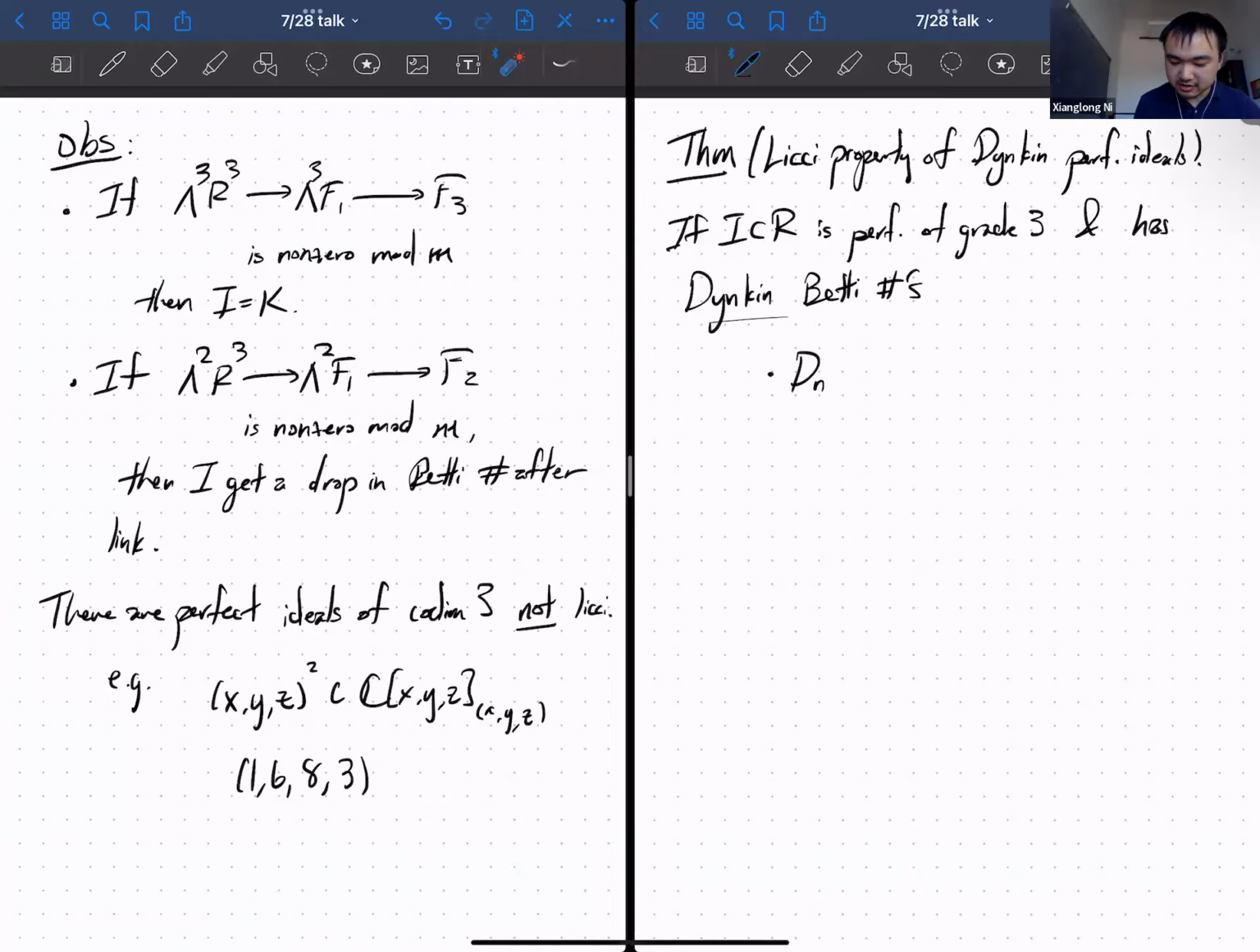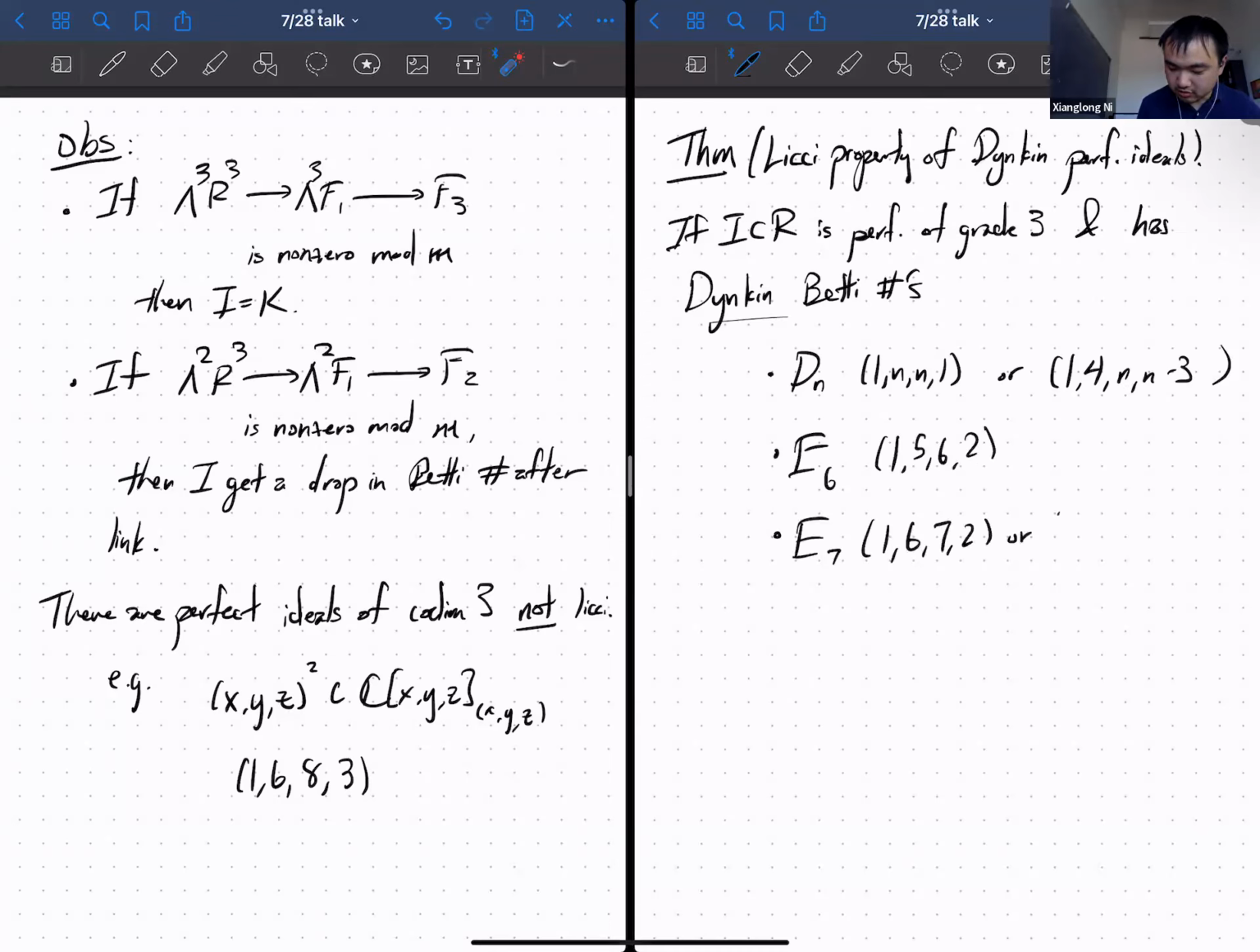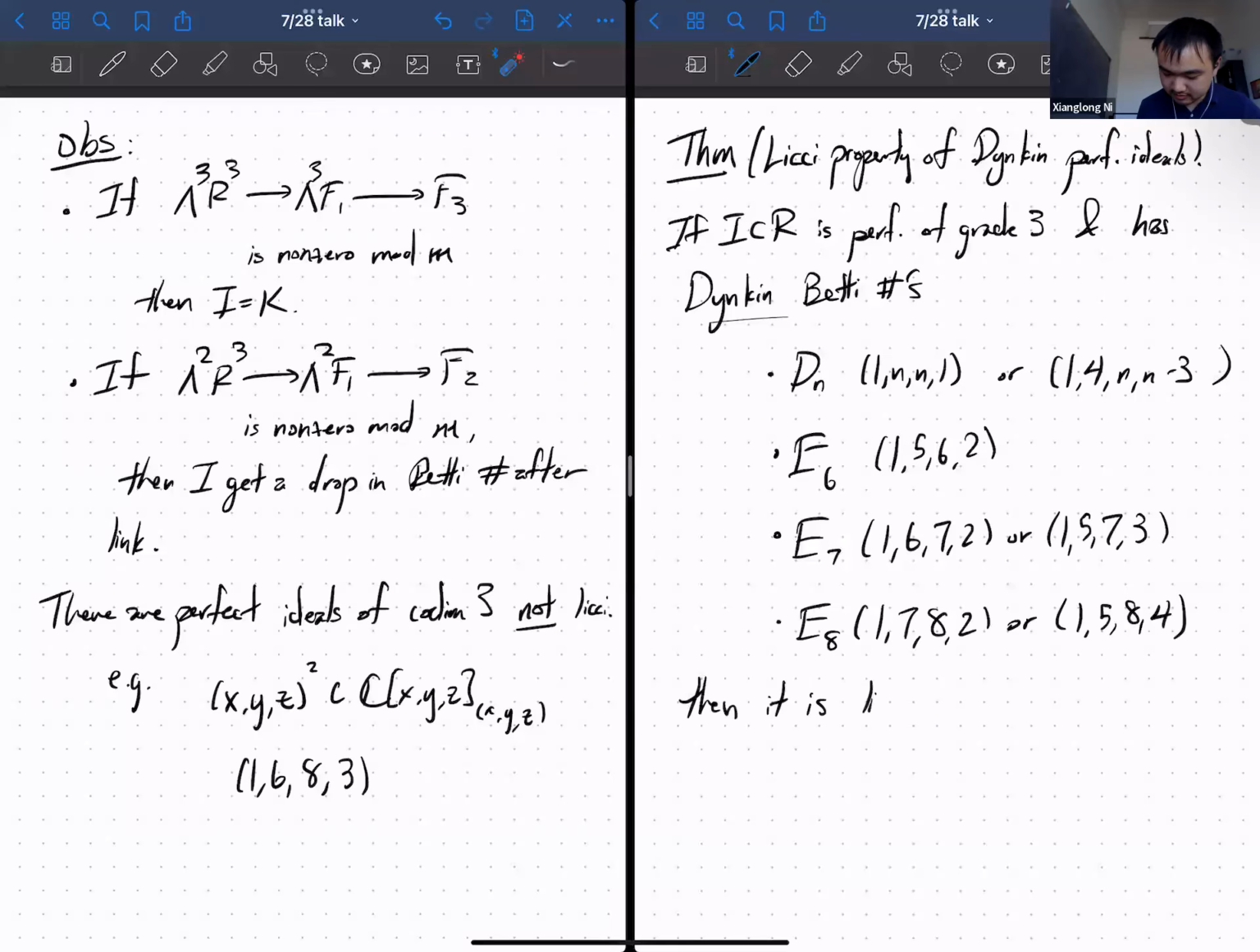So for type Dn, you get two cases, 1, n, n, 1, or 1, 4, n minus 3. For E6, you get 1, 5, 6, 2. For E7, you get 1, 6, 7, 2, or 1, 5, 7, 3. And for E8, you get 1, 7, 8, 2, or 1, 5, 8, 4. Right, so if my ideal is perfect of grade 3 and it has Betti numbers in the list that I've just written, then it's Lichi.